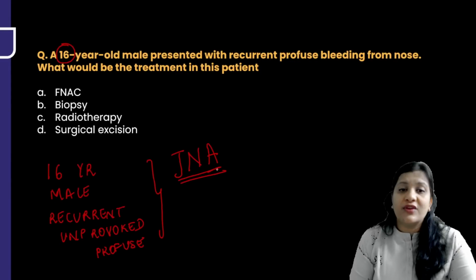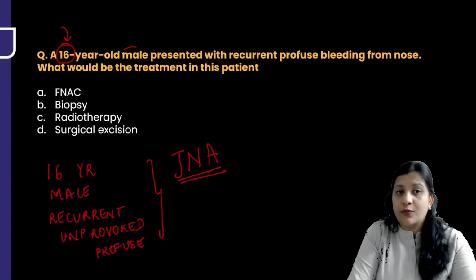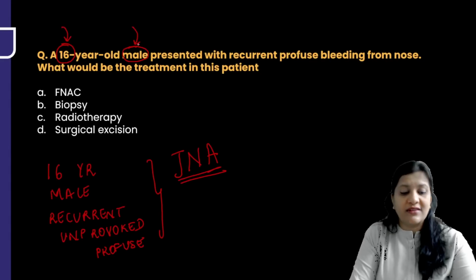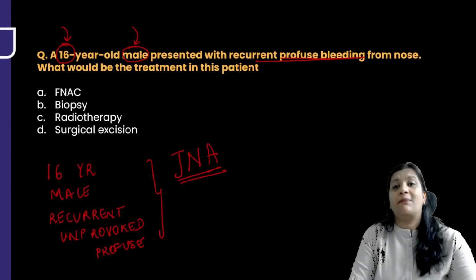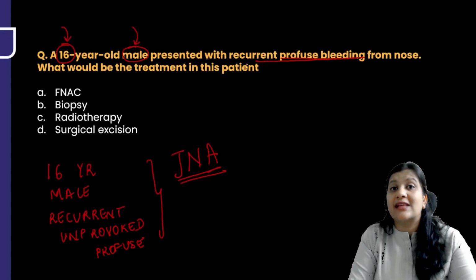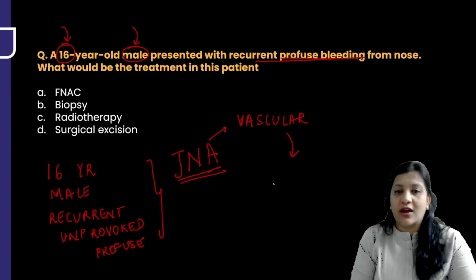This juvenile nasopharyngeal angiofibroma is seen in juvenile age group. It is a tumor which we see exclusively in males, presenting to you with recurrent profuse epistaxis or bleeding from the nose. As the name suggests, angiofibroma. Angio means it is a very, very vascular tumor, and since it's a very, very vascular tumor, it bleeds excessively.